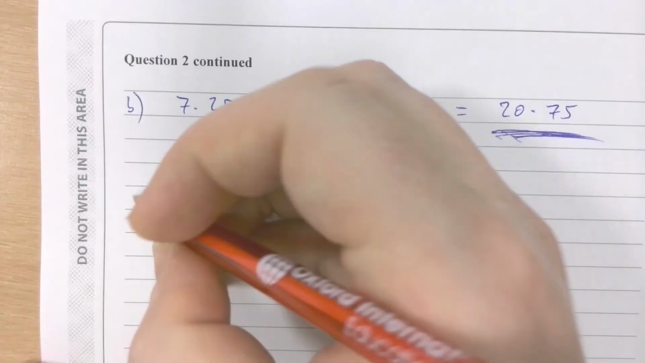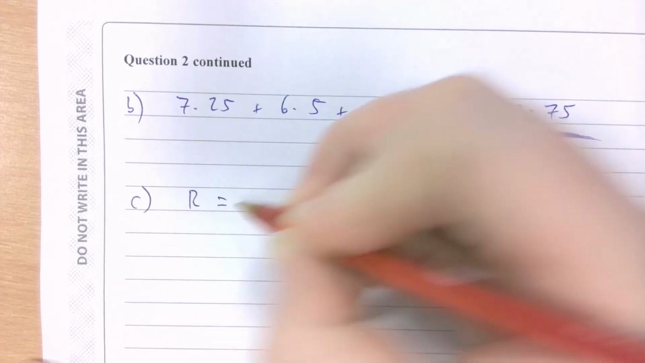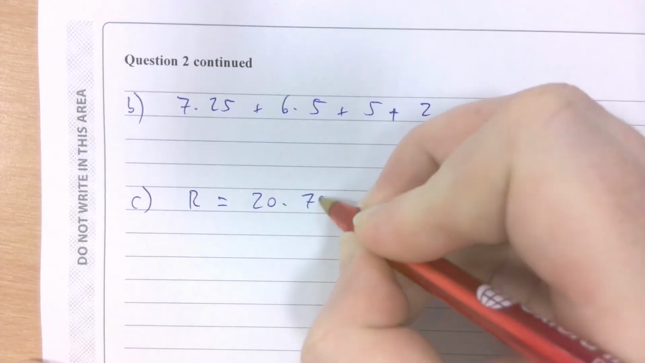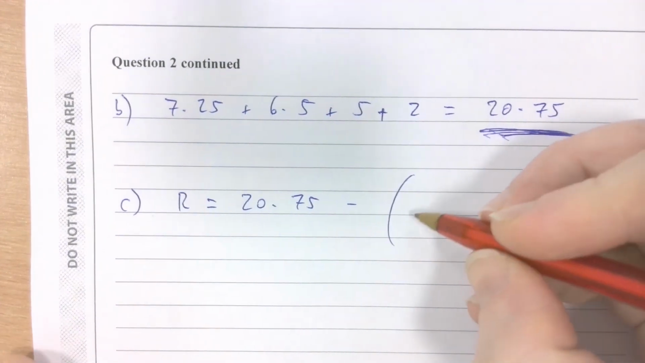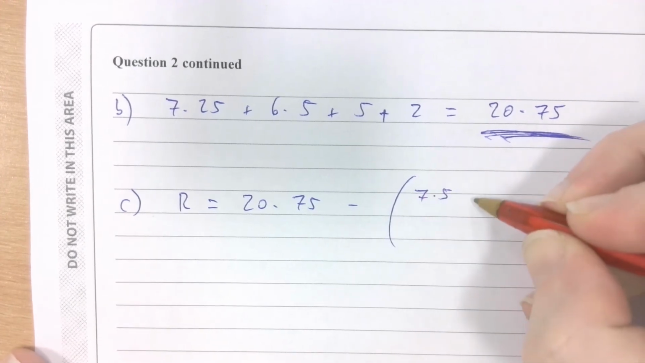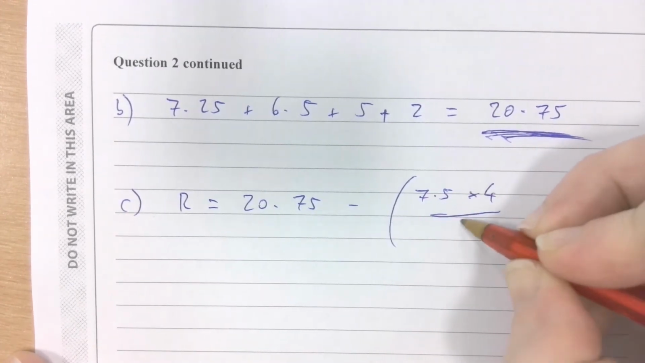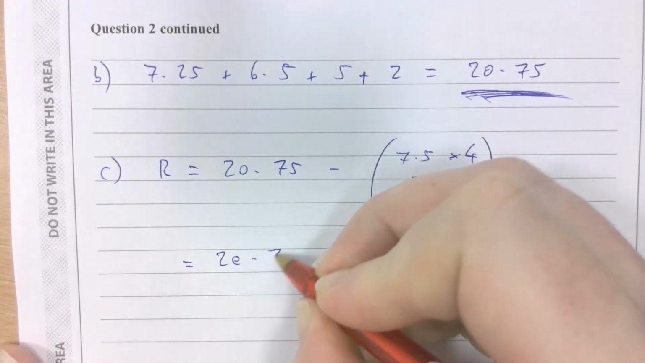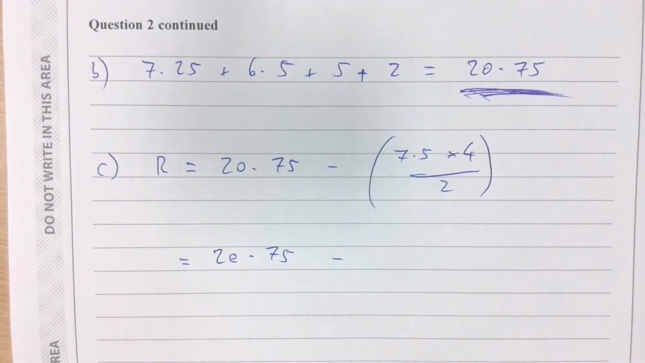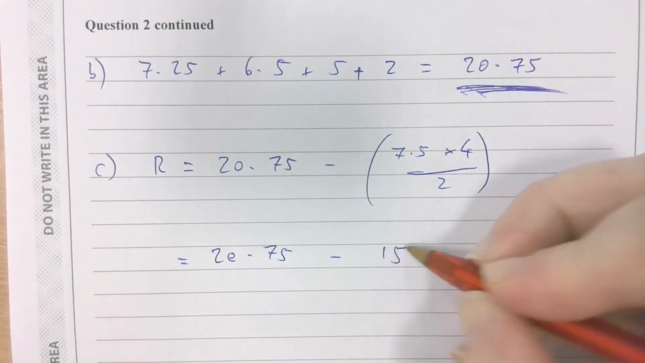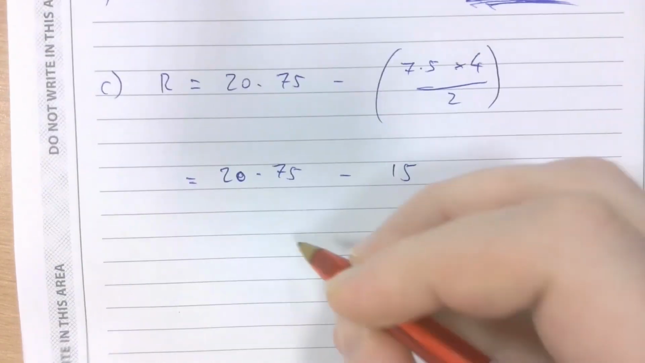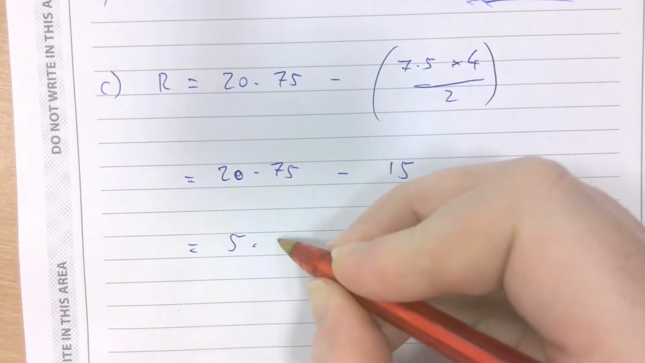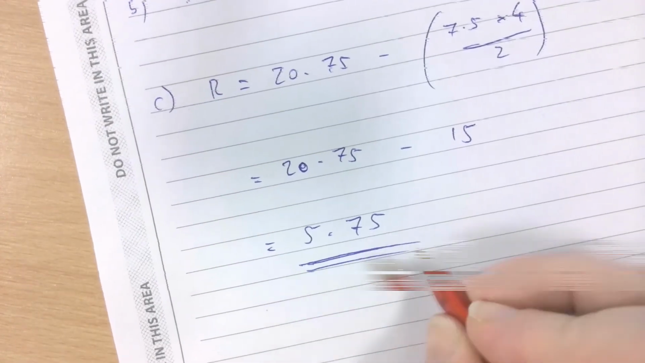So, for this last little section, the area of R is 20.75 minus the area of that triangle, 7.5 times 4 halved. That's 20.75 minus 15. That 0 looks strange. So, final answer for that is 5.75.